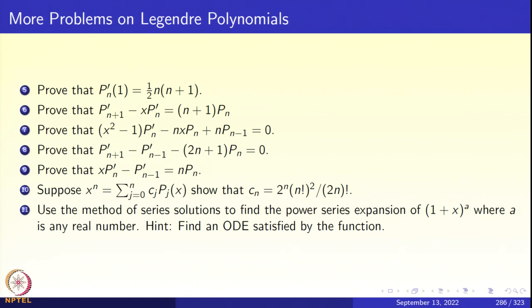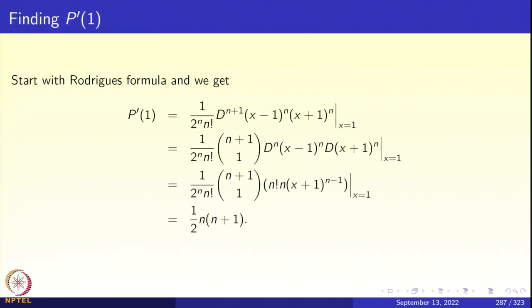Let's take the first one, Pn prime of 1 equal to 1 half of n into n plus 1. Let's use Rodrigues' formula to compute this. What's Rodrigues' formula again? It is 1 upon 2 to the power n factorial times the nth derivative of x squared minus 1 to the power n. And I'm differentiating again. So it is the n plus first derivative of x minus 1 to the power n into x plus 1 to the power n, as you see displayed in the slide.